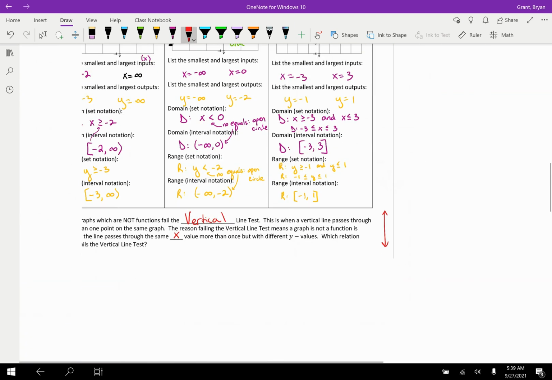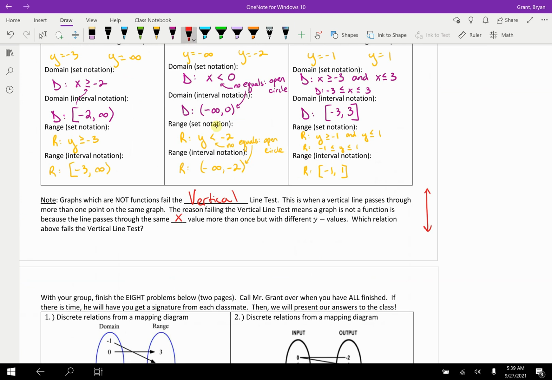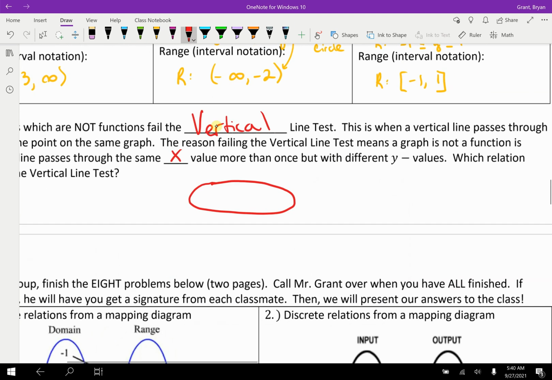So at the bottom it says, which relation fails the vertical line test? You could go ahead and try to draw that ellipse over here. And then if you had the room, you could even draw your line, right? It passes through 2 or more points.